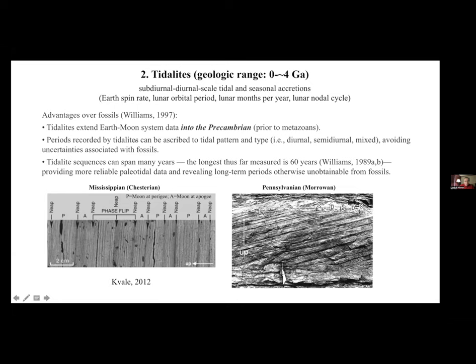So for example, this is 2 centimeters, and this is up, and this is an aggrading tidalite showing neap cycles, neap, neap, neap, neap, and then a phase flip here in the middle. It's not evident from here, but if you read the paper, you can see what he means. Then neap and neap and neap.